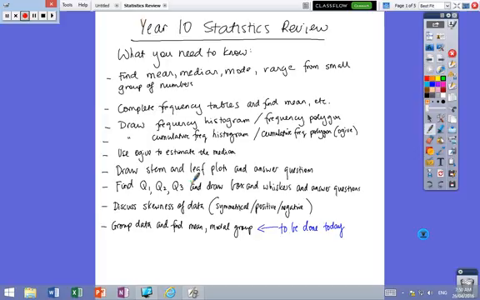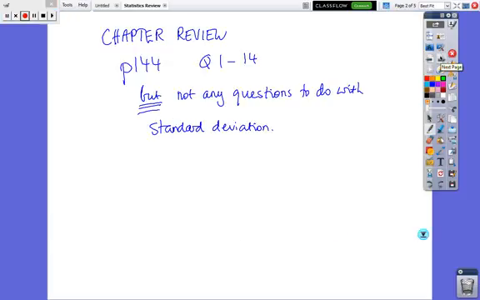You need to be able to draw stem and leaf plots and answer questions. You need to be able to find the quartiles, Q1, Q2, Q3, and draw box and whiskers and answer questions. You need to be able to talk about skewness of data, whether the data is symmetrical, positive or negative skewed. And the one we haven't done, which we'll do today, is group data and finding the mean and the modal group.